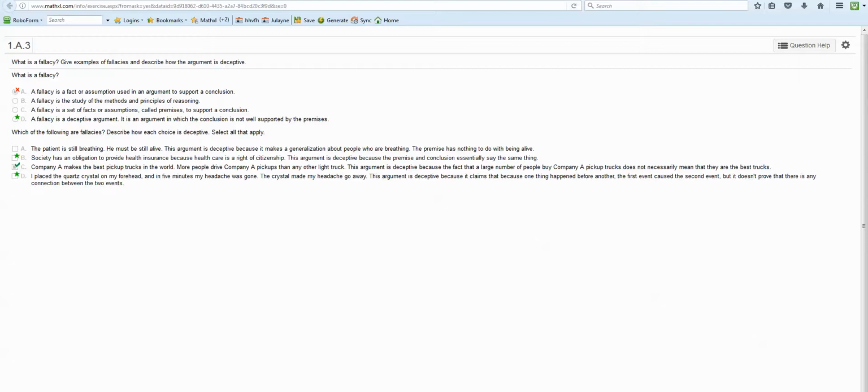And then the last one, D, which was right and should have been marked, is: I placed a quartz crystal on my head. Five minutes later, my headache was gone. The crystal made my headache go away. The argument is deceptive because it claims one thing happened before another, so the first event caused the second event. So she put the crystal on the forehead, and the headache is gone because of the crystal.